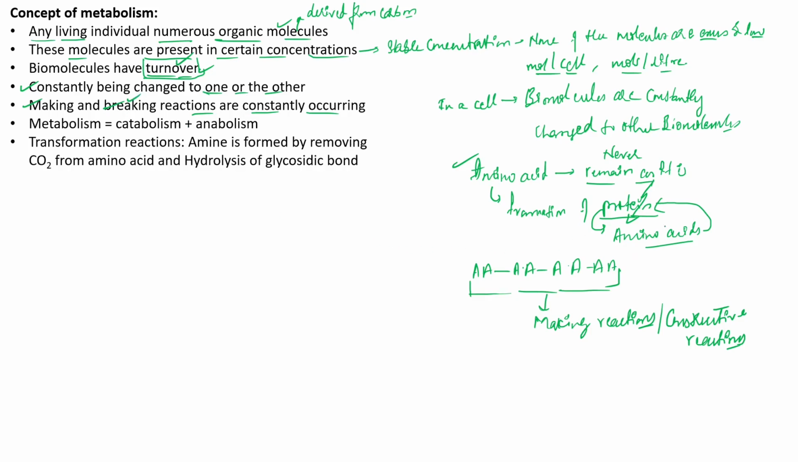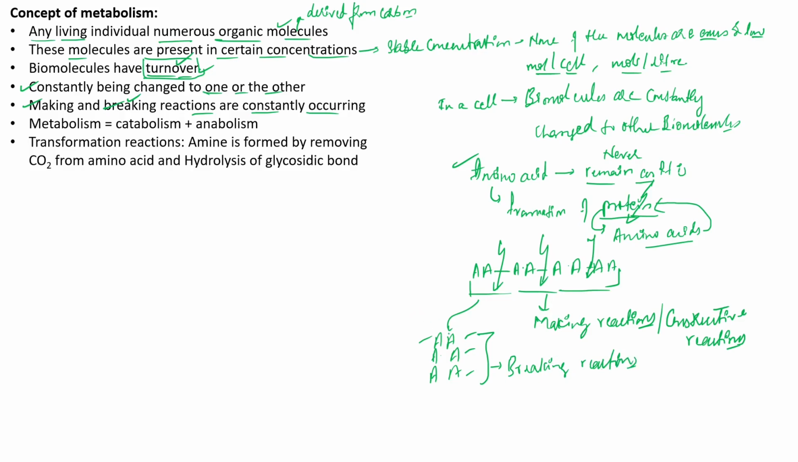Exactly, right? If I break the protein, if I break this particular bond, and this particular bond, and similarly this particular bond, what is the result? I can see that I will get amino acids independently, free molecules of amino acids. So breaking down of a protein to release the amino acids, we call breaking reactions, right?